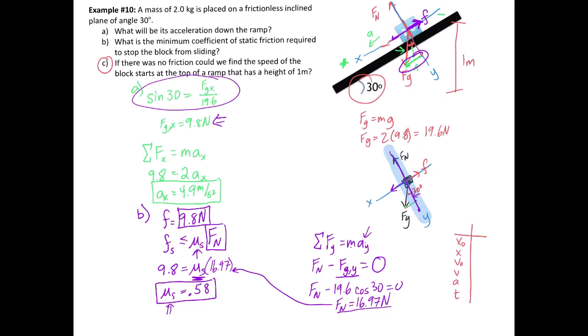So speed at the bottom of the ramp, that would be v. Okay, I just calculated the acceleration in step A, so that would be 4.9 meters per second squared. I know that the initial position is 0. The final position would be the length of the ramp there, because that would be the length. Don't use the 1 meter, because that's only the height. I need to use the distance, the displacement that the block is going through.